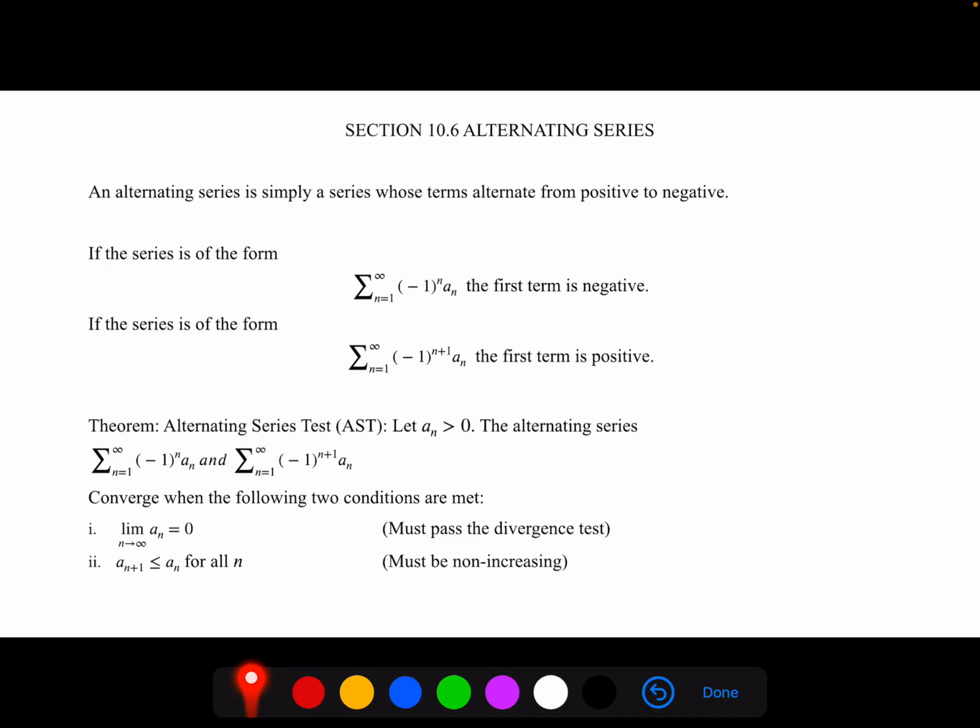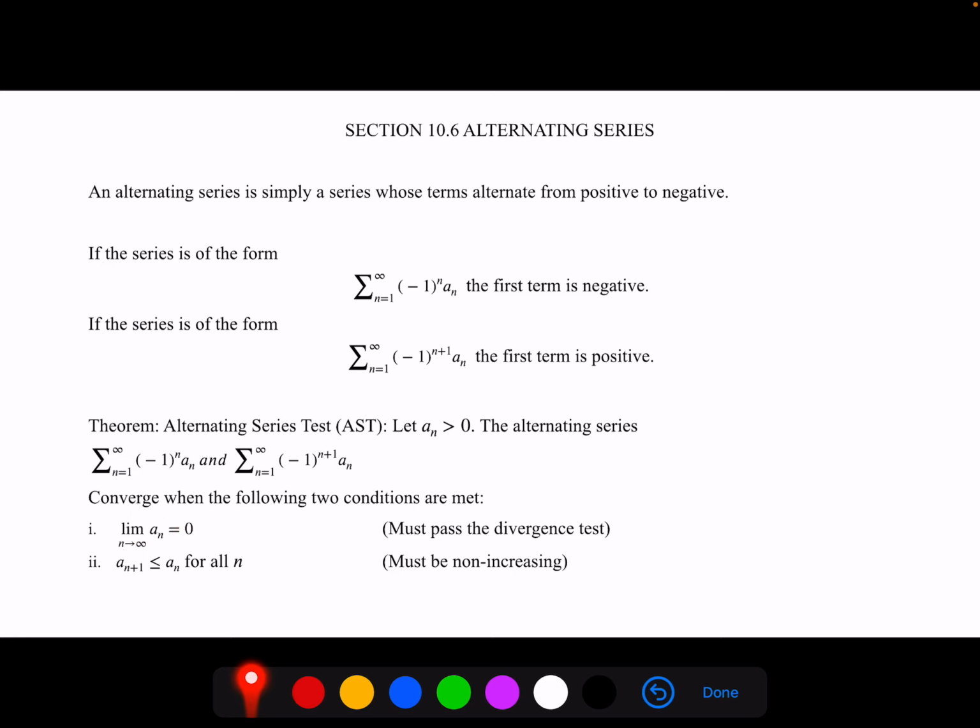When we're looking for convergence or divergence, we have the alternating series test. Now, notice the alternating series test only gives us a condition for convergence. It does not necessarily tell us when a series will diverge, but simply converge.